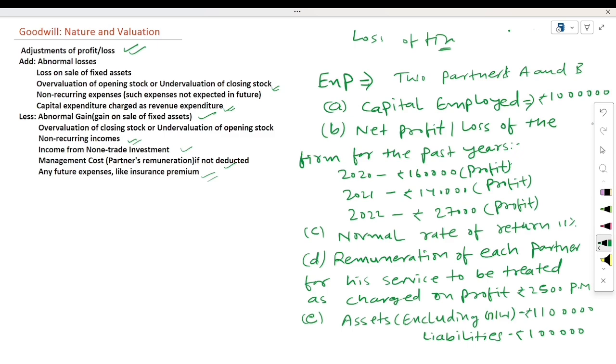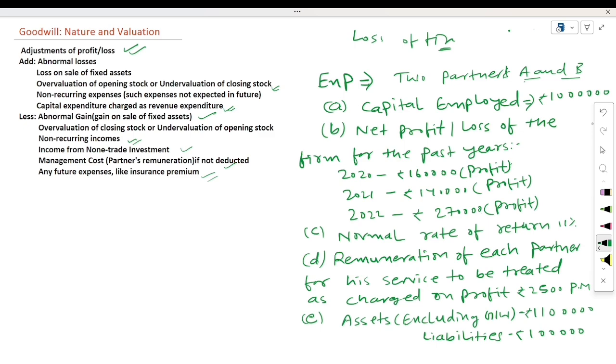Okay, see here. This is an example. Here are two partners A and B. Capital employed is given here, rupees 10 lakh. Net profit or loss for the past 3 years is given here: 2020, 1 lakh 60,000; 2021, 1 lakh 40,000; 2022, 270,000, like this. And normal rate of return is 11%. Remuneration of each partner for his service to be treated as charged on profit, rupees 2500 per month. Assets is given here excluding goodwill, 11 lakh. Liabilities is also given here, 1 lakh.